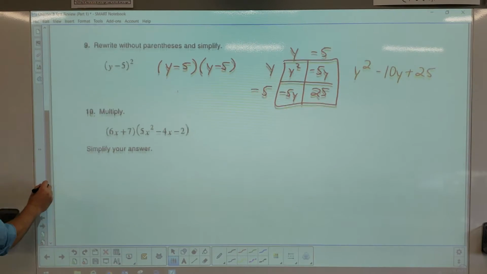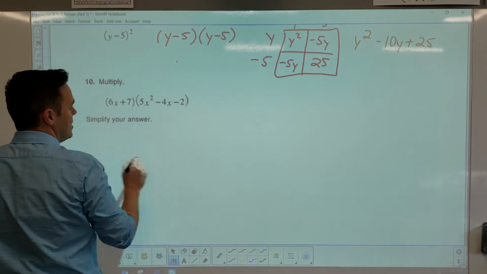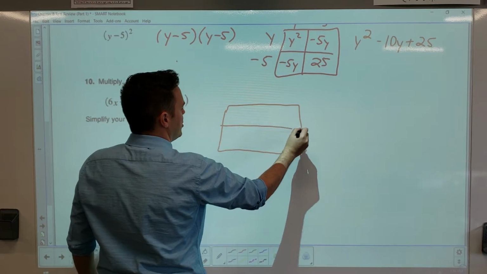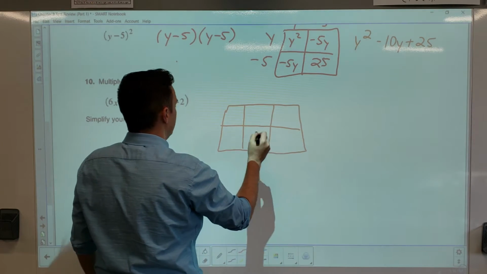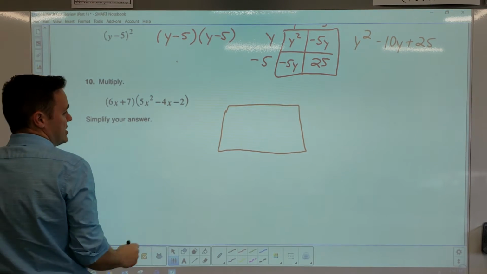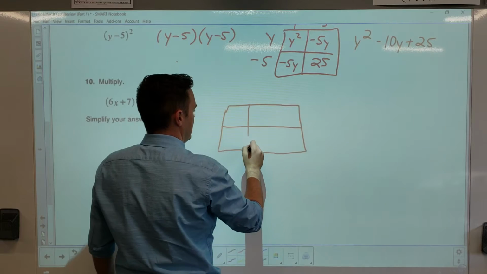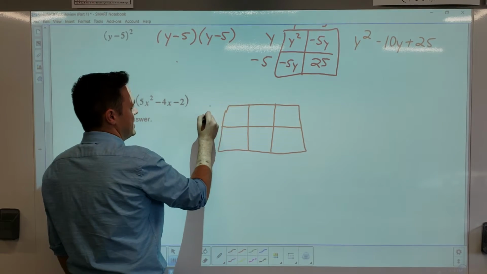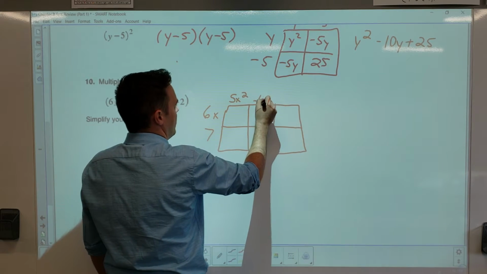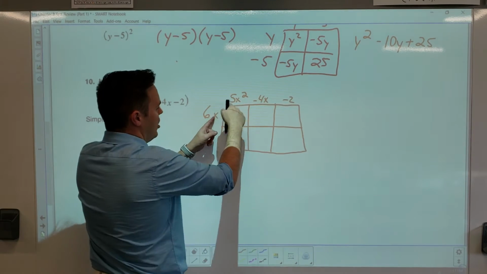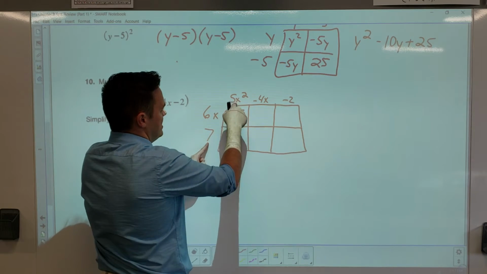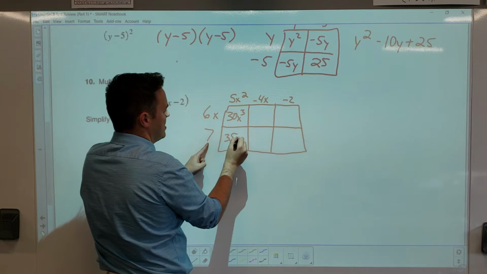All right, and then last but certainly not least is the big boy. Box method would be the easiest way to solve this. Okay, if you want to do the FOIL and you can do it in your head, please do it. All right, I don't care. The big issue is making sure you just set this up accordingly, okay? All right, so we got 6x and 7, 5x squared, negative 4x minus 2. Multiply them out. 30x, and then we have 3 of them. 7 times 5 is 35, x squared.